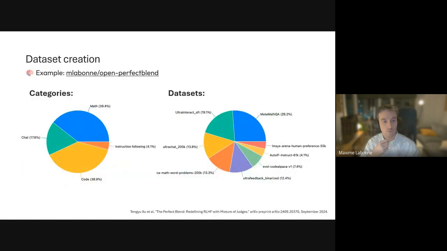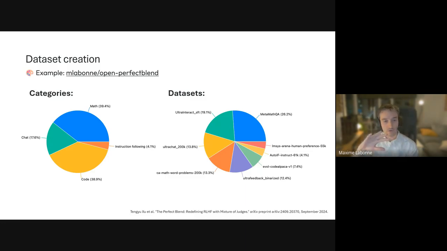To give you an example of a SFT dataset that has more than instruction following, here's one that I made a while ago. And here you can see 4 different categories. Instruction following is only 4% of the dataset. You also have code, chat, and math data. And we also have a breakdown of datasets that are used. They're all open source.